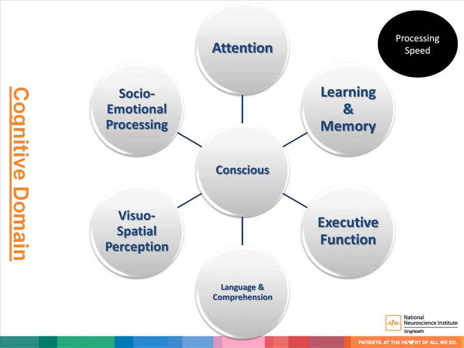Social-emotional processing. Emotions play an important role in cognition. Depressed mood interferes with attention, concentration, and processing speed. Poor attention, concentration, and processing speed interfere with performance in other cognitive domains such as memory and executive functions.